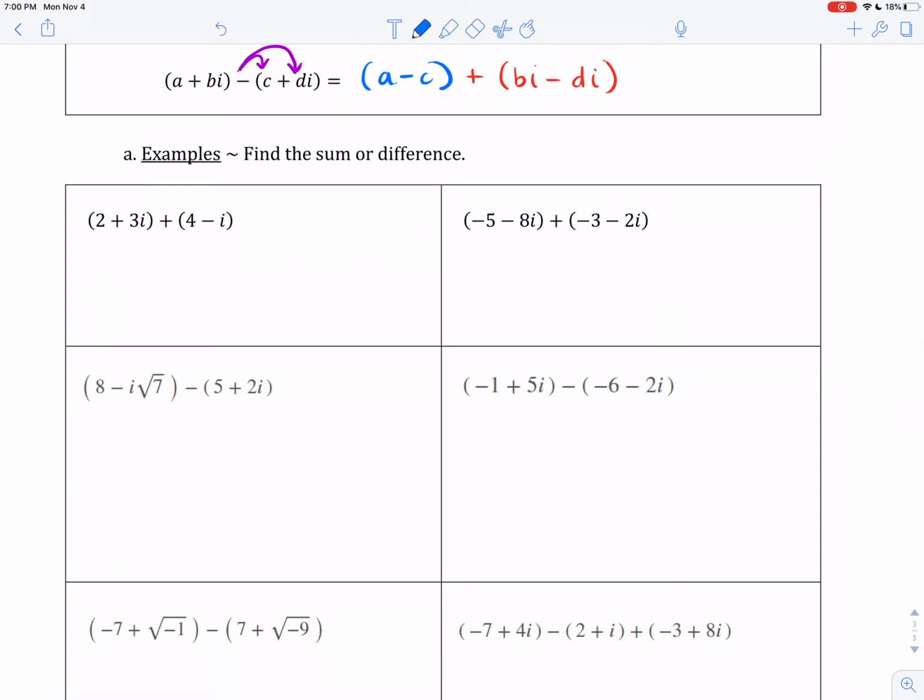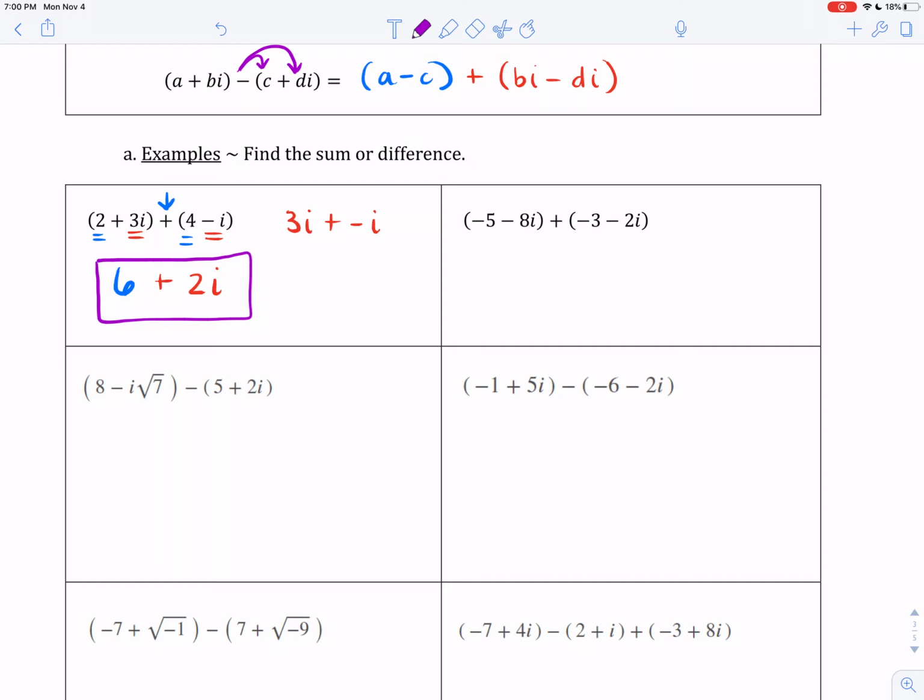So, for example, if I want to add these two complex numbers together, I'm going to take the real parts and add them, right? 2 plus 4 is 6. And I'm going to take the imaginary parts and add them, right? So 3i plus negative i, that's like taking 3i and subtracting 1i. And so that's going to leave me with a positive 2i. And then this would be the new complex number that I get when I add those two together.